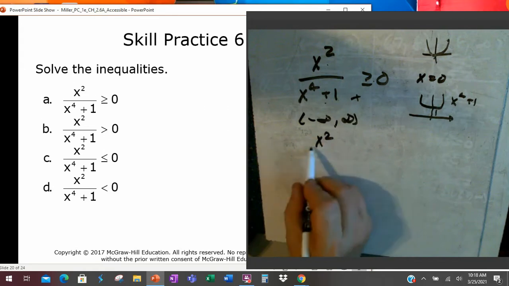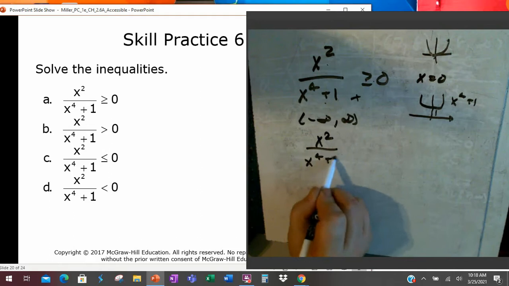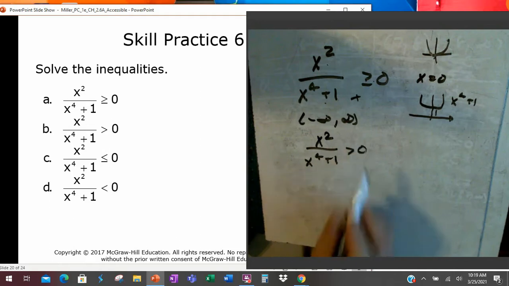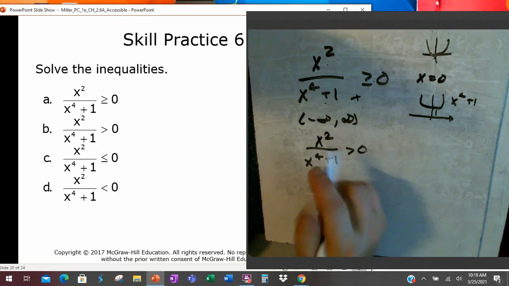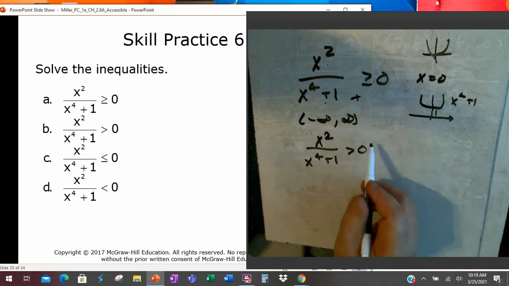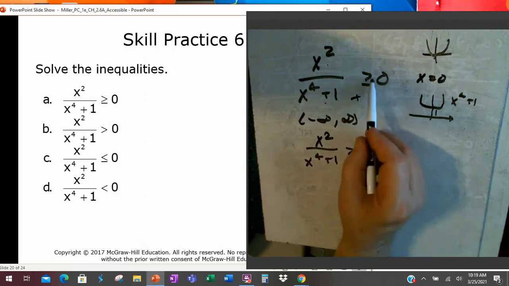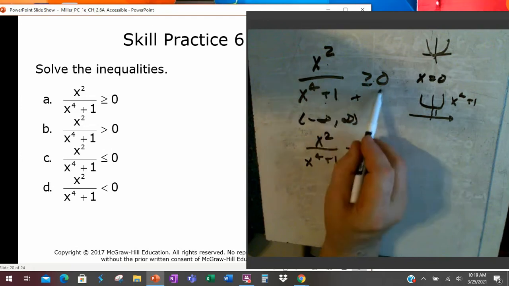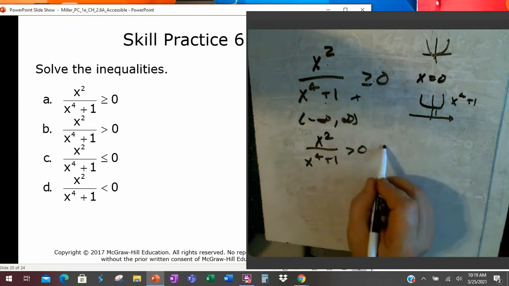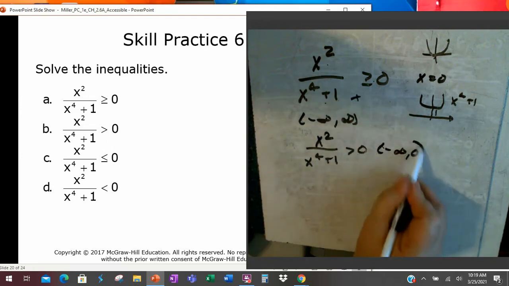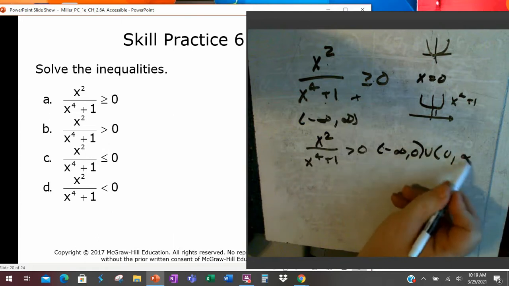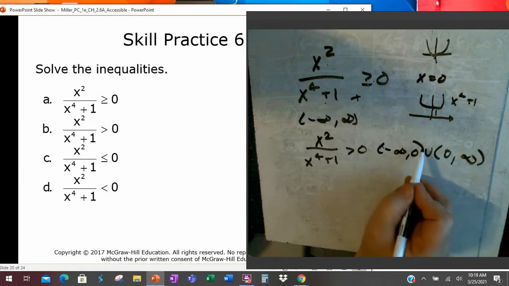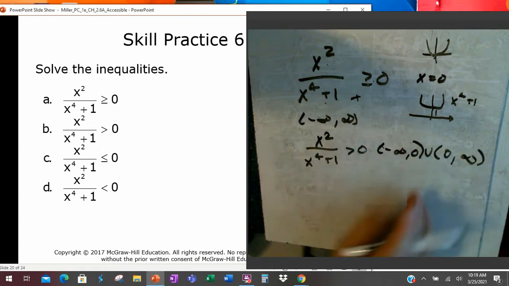Where's x squared over x to the 4th plus 1 greater than 0? I could do the sign chart and work this out, but there's no need from these pieces. Everywhere is going to be greater than 0, but I can't include the equal to 0. So this is negative infinity to 0, union 0 to infinity. I want to pull out my 0 point.